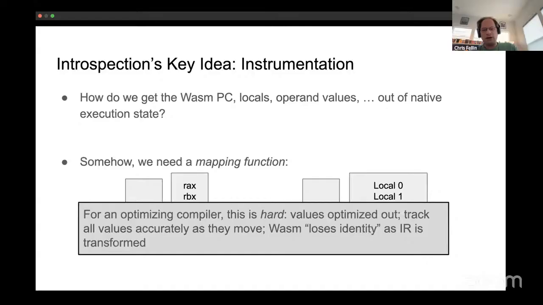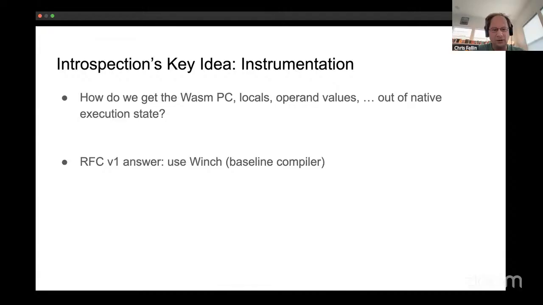But it's hard in general, right? And so the reasons this is hard is that values can be optimized out. Values may be moved around or rewritten through typical optimizing compiler rewrites. And so, unless you build your compiler from the ground up to support this kind of tracking of the injection, the mapping, WASM really loses its identity as the IR is transformed, right? It just becomes a soup of code that's mixed in with all of the other native code.